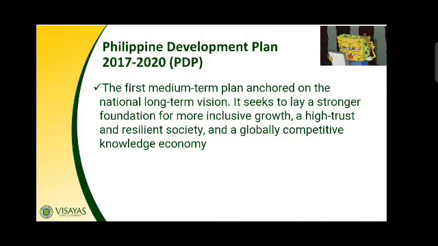So this PDP, this is the first medium term plan. Medium is dili siya plan for 1 year, 1 year below, dili po siya long term plan kay ang long term plan 10 years man.